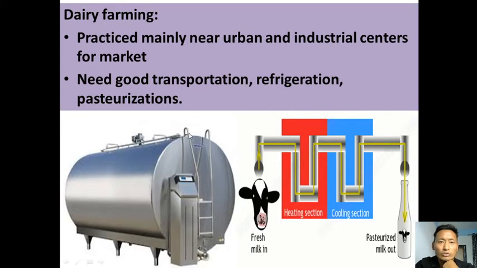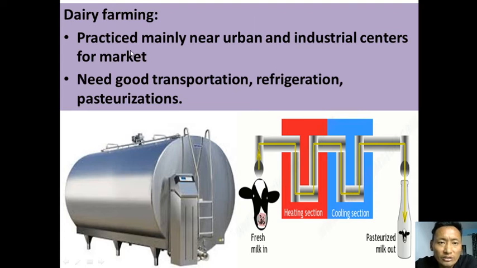Most dairy farming is practiced near urban regions, urban areas. Why? Mostly they are selling their product, their milk, to urban people, because urban people also need to drink milk. Because of that they are supplying milk to urban people.